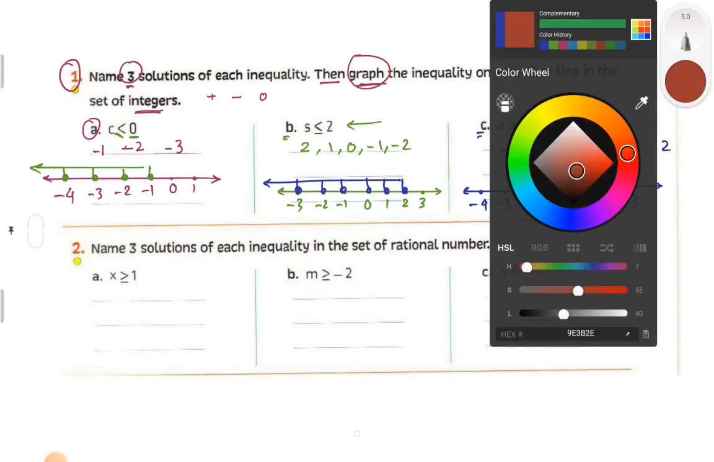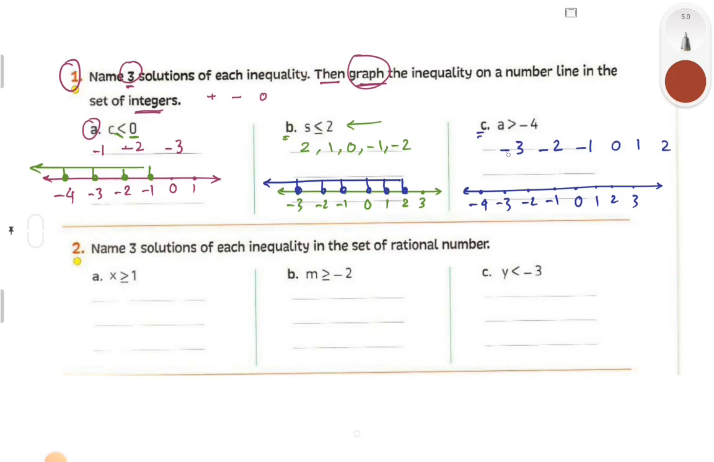So where is our solution? Start with what? Negative 3, negative 2, negative 1, 0, 1, 2, 3. Note that negative 4 does not belong to the solution set because there is no equal here. Now, long or short lines and an arrow.